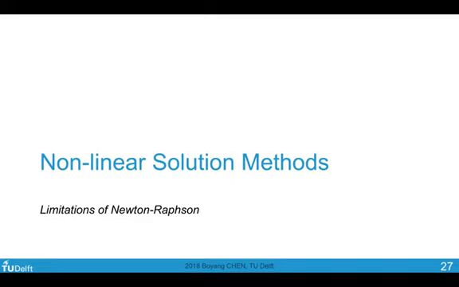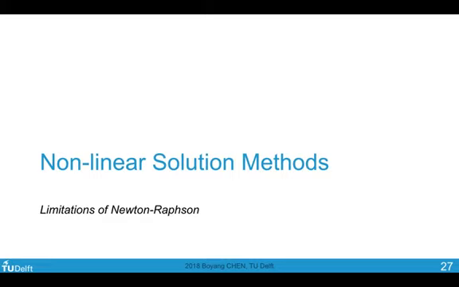In this video, we're going to talk about the limitations of the Newton-Raphson method. In the previous videos, I've covered already the Newton-Raphson methods and the convergence criteria and some of the common convergence issues. What if I already used everything correctly?